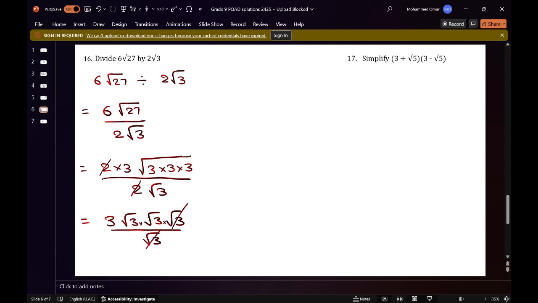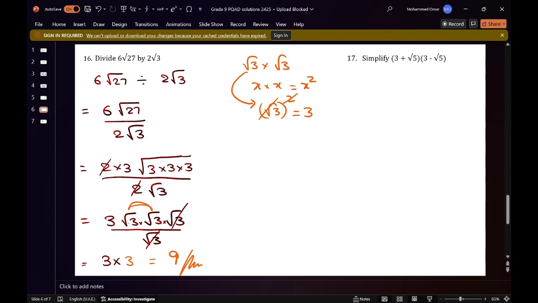Now root 3 and root 3 get cancelled. So what is left out? 3 multiplied by root 3 into root 3. In rough, let us see what happens when we multiply root 3 into root 3. Here, what is x into x? It is equal to x square. In the same way, root 3 into root 3 is equal to root 3 whole square. Square and square root get cancelled. So what is the answer? 3. So can I write root 3 into root 3 as 3? So 3 3s are 9. So this is the simplified answer of the 16th question.